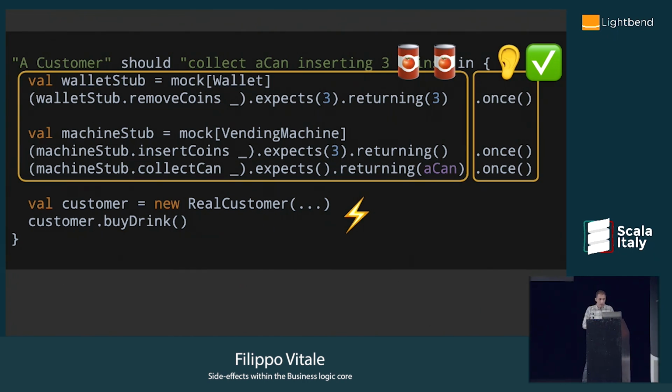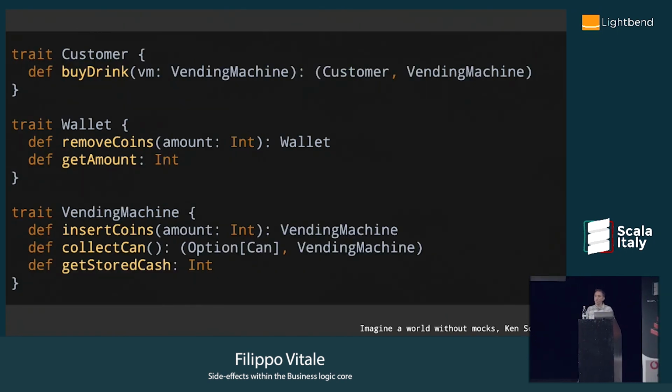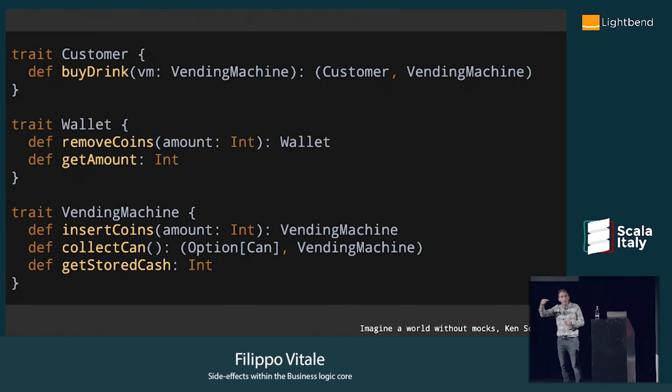Now, I said that with tell, don't ask, we are encapsulating the state within the thing. But what if we use a different approach? If we don't care about encapsulating the state within the object, we actually try to be explicit, okay? So instead of having mutability within this mesh of objects, why don't we just be immutable? So when you buy a drink, you don't just get the drink. You get the customer and the vending machine, right? This is one way to do it, of course.